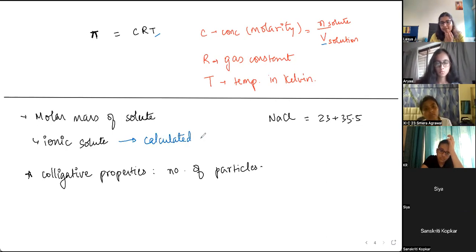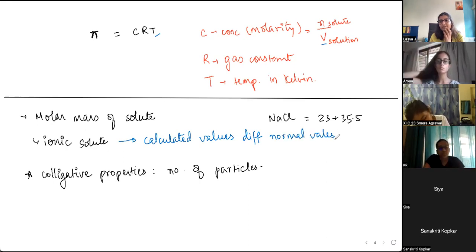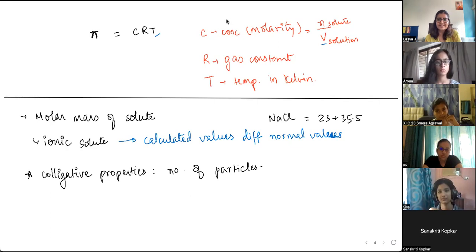So the calculated values were different from the normal, regular values. Why was this the case? Any ideas? No ideas? Like I mentioned, this was mainly seen for ionic solutes. That's another hint. Think of what happens.